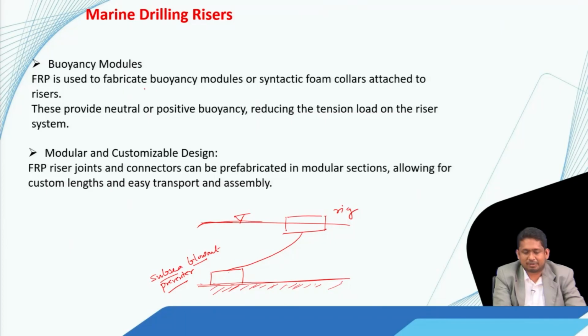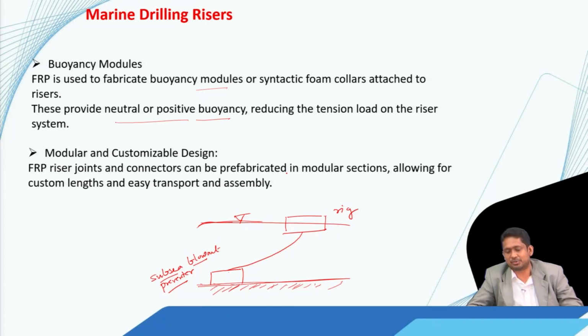FRP is used to fabricate the buoyancy modules or synthetic foam collars attached to the riser. These provide neutral or positive buoyancy, and help in reducing tension load on the riser system. And again the modular nature of composite fabrication comes into the picture here. FRP riser joints and connectors can be prefabricated in modular sections, and that allows for custom length and easy transport and assembly.